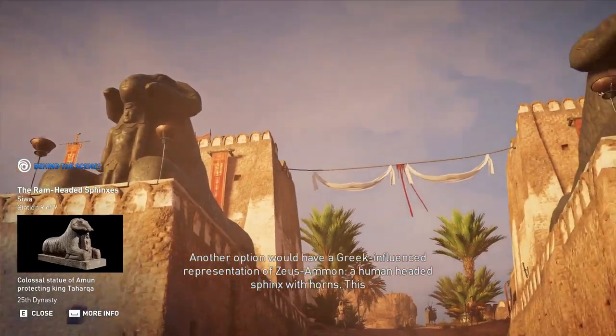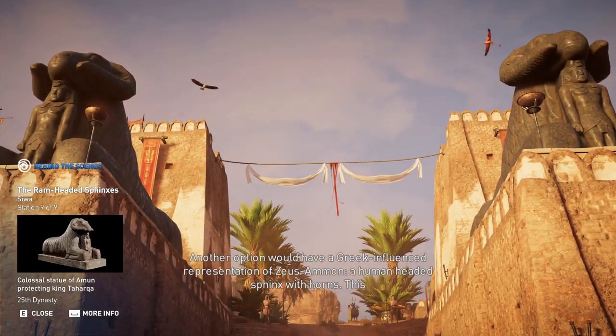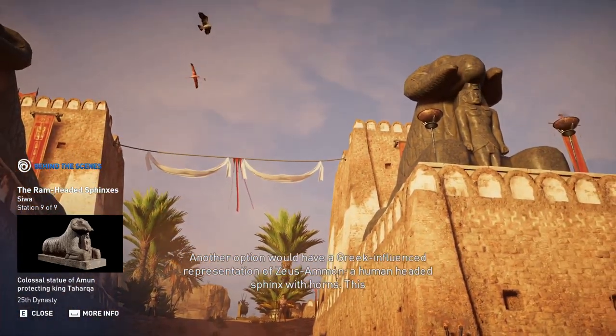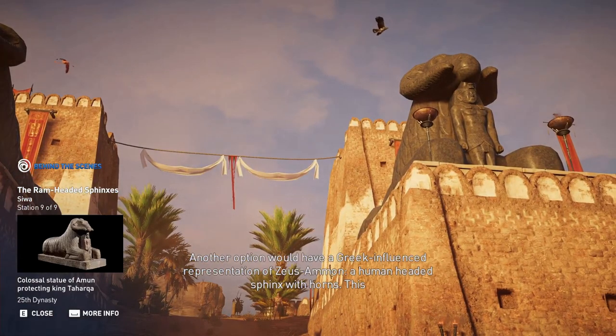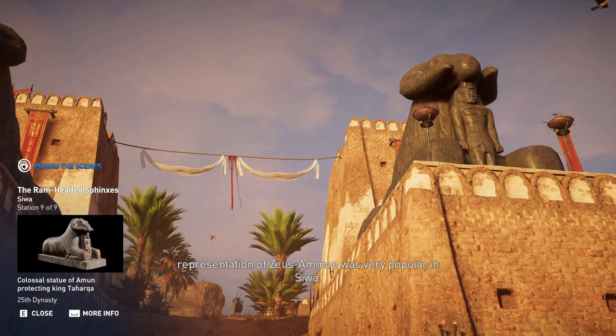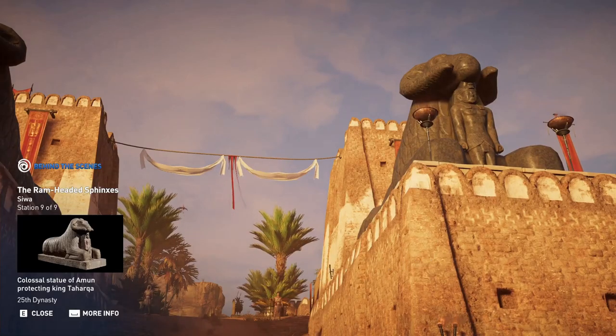Another option would have a Greek-influenced representation of Zeus Amun, a human-headed sphinx with horns. This representation of Zeus Amun was very popular in Siwa.